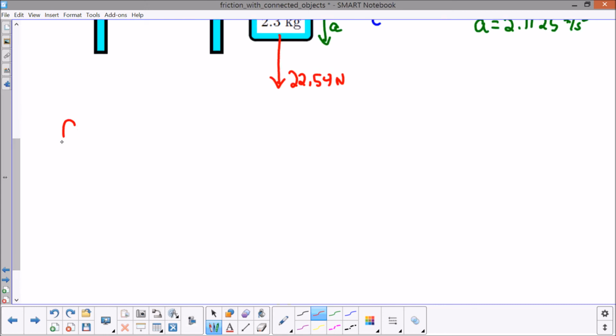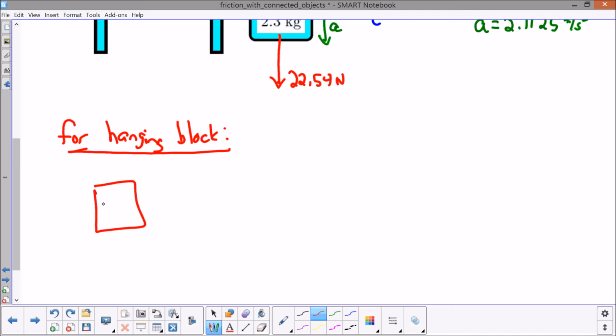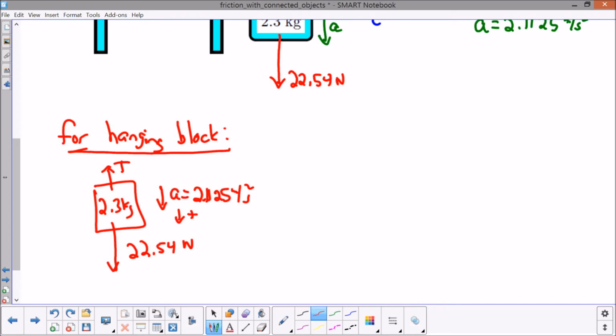So for the hanging block, again, it's 2.3 kilograms. There's 22.54 newtons acting down. There's the unknown tension acting up. And we have a downward acceleration of 2.1125 meters per second squared. And again, I'm calling down the positive direction.